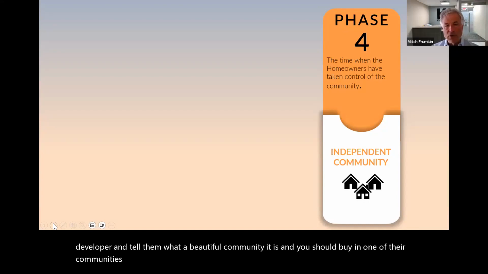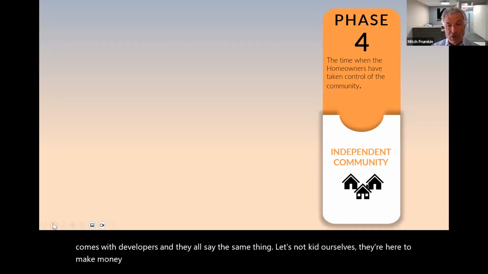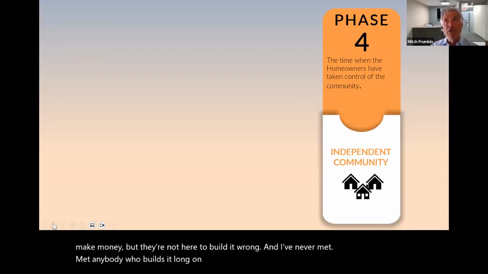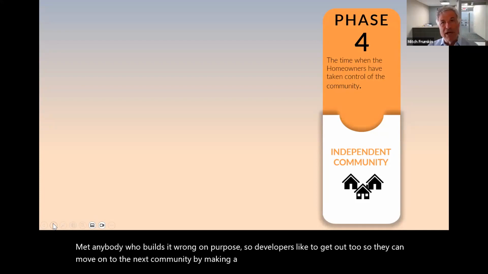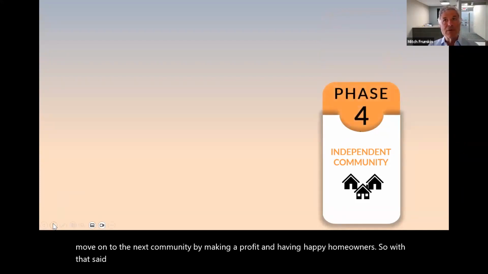So that's the goal of developers. And I've given this seminar or webinar a number of times with developers, and they all say the same thing. Let's not kid ourselves. They're here to make money, but they're not here to build it wrong. And I've never met anybody who builds it wrong on purpose. Developers like to get out too, so they can move on to the next community by making a profit and having happy homeowners. So with that said, that's phase four.